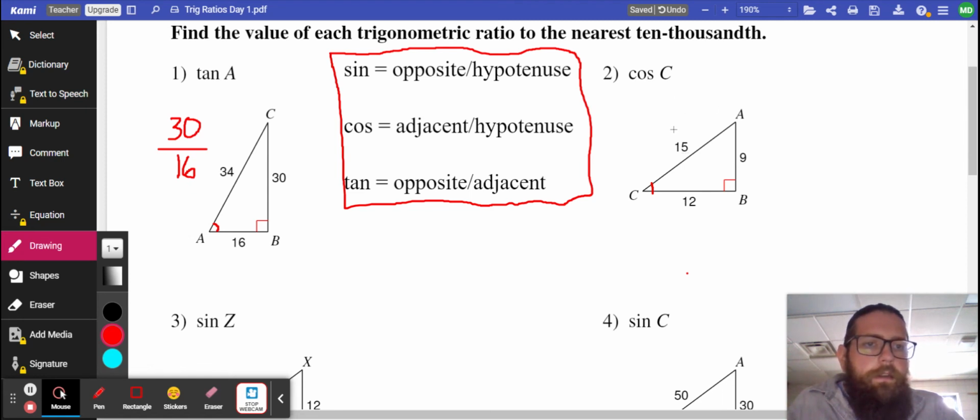So which ones do I divide again? Well, we look, cosine wants you to divide adjacent and hypotenuse. Adjacent is 12 and hypotenuse is 15. That means my answer will be 12 over 15.